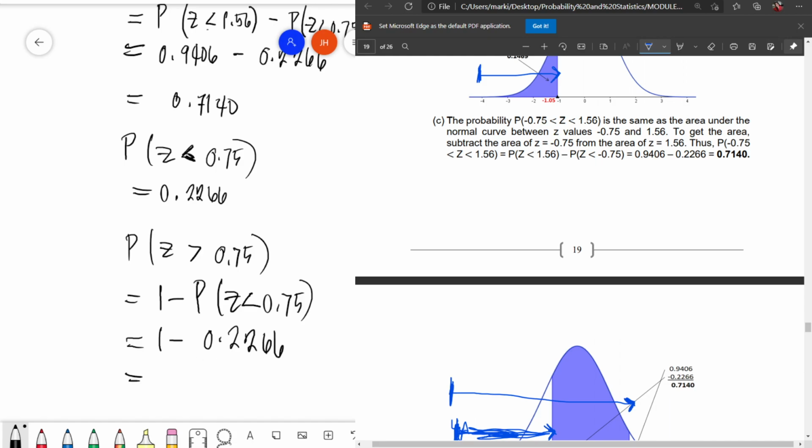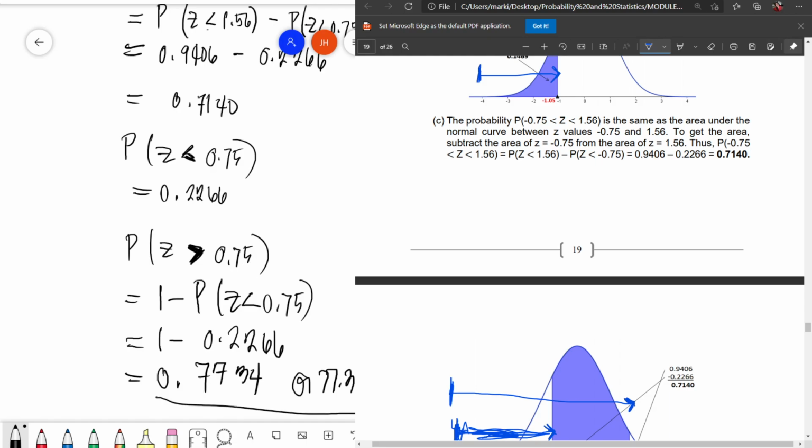So ito po yung mahanap natin, 0.2266. So ito po yung answer. Ito po yung greater than, 0.7734 or 77.34%. So ito po yung greater than. Ito po yung answer. So Z is greater than 0.75. So ito po. Okay?